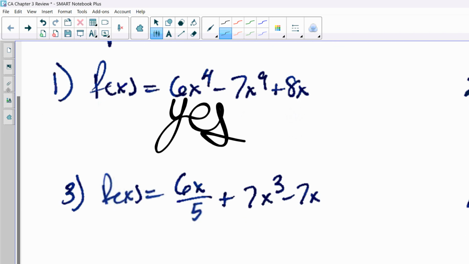Number three is going to be yes, all the exponents attached to the variables are positive. We do have one fraction, but the variable's in the numerator. And the last one is no, because we have a variable inside the radical. Now, this here, square root of 3 times x, is fine because the x is not actually in the radical, it's outside. Any questions on 1 through 4?